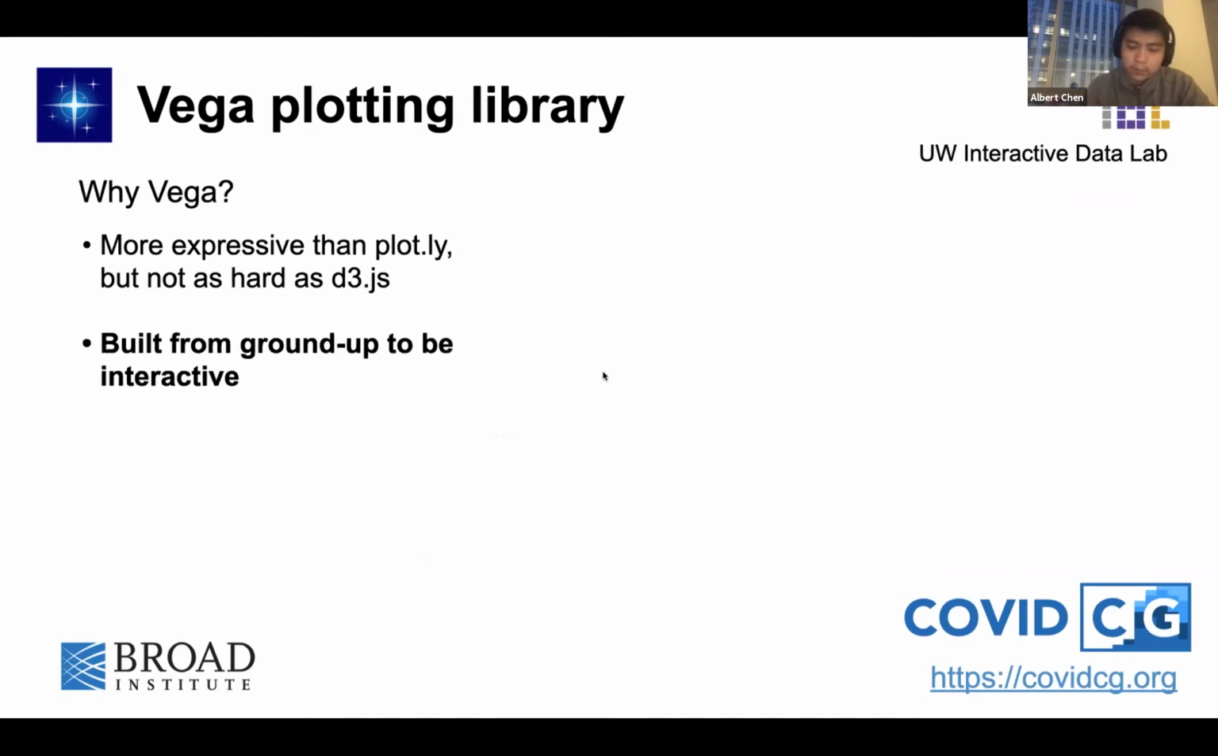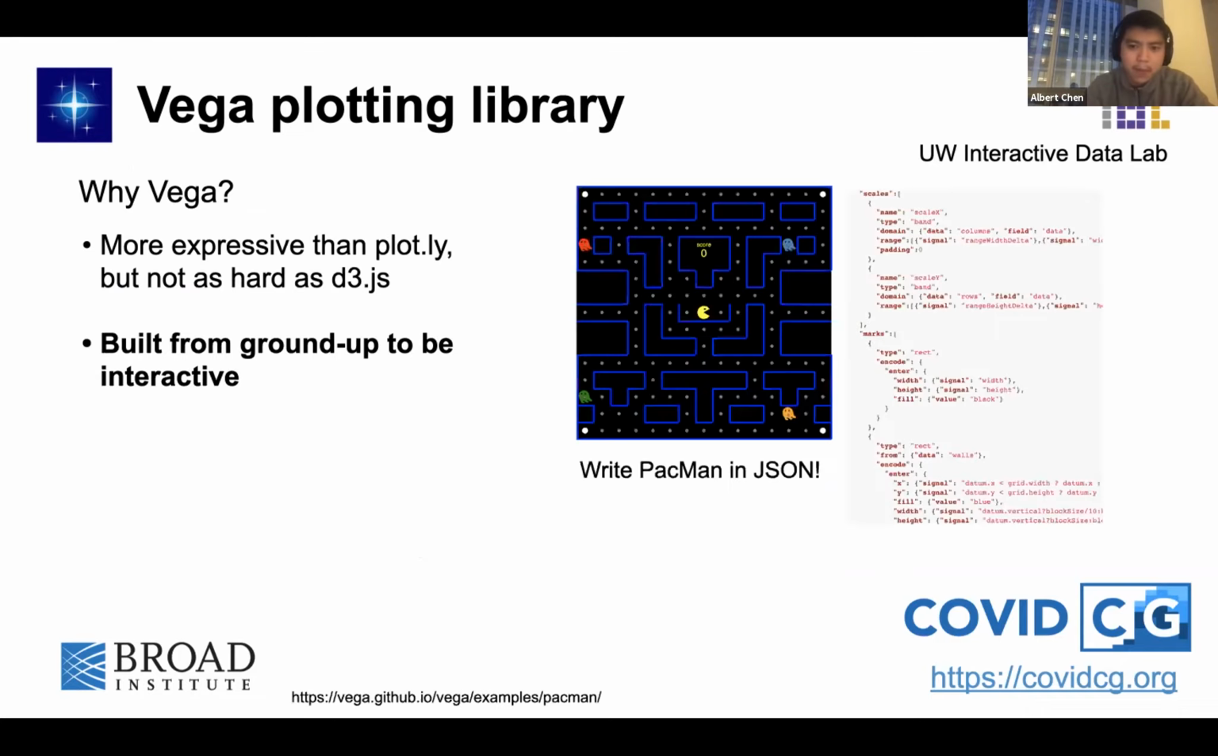And another thing I loved was that Vega, we wanted the site to be interactive. We thought that Vega was really built from the ground up to be interactive, just like D3 is as well. One of the example plots from Vega that caught my attention was that someone actually wrote Pac-Man. And the way that Vega is designed, you define a plot with a JSON file. So someone wrote Pac-Man in JSON, which I thought was just really neat and sort of proved to me the expressive and interactive power of Vega.